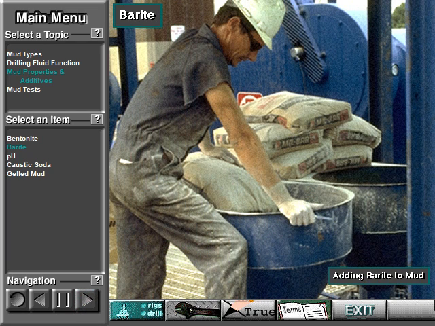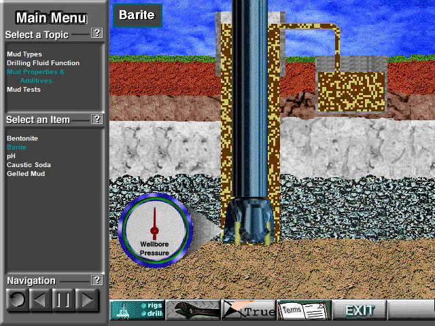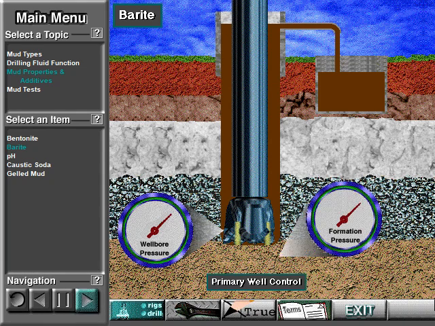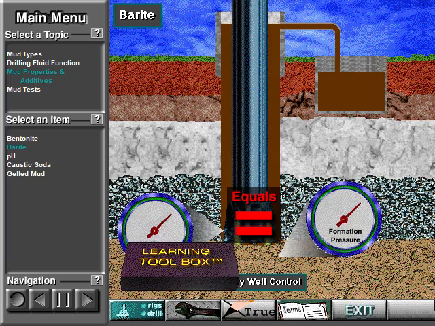Barite is a heavy mineral. The crew adds barite to mud to make it heavy or dense. Barite is over 4 times heavier than water. Dense mud exerts more pressure than light mud. Weighted mud controls formation pressure. This is called primary well control.